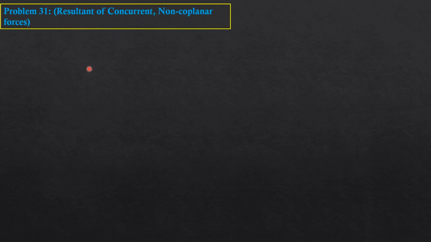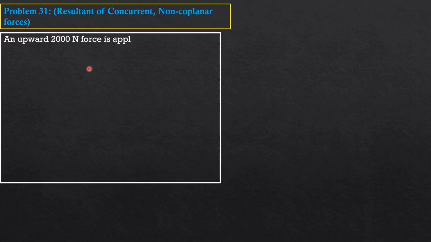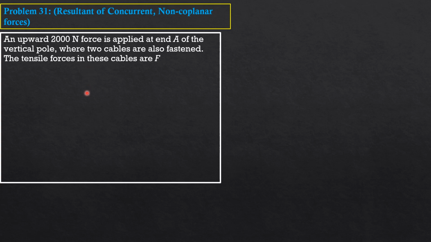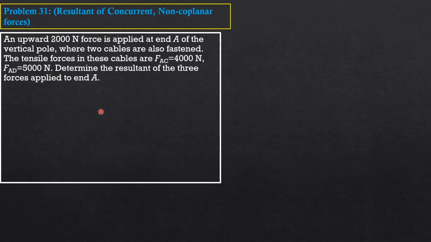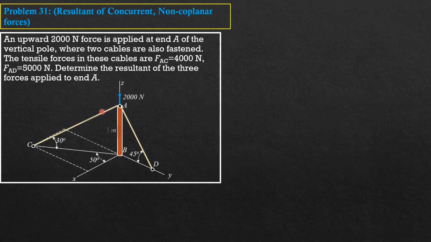Here is example 31 on finding the resultant of concurrent non-coplanar forces. An upward 2000 Newton force is applied at end A of the vertical pole, where two cables are also fastened. The tensile forces in these cables are FAC 4000 newtons and FAD 5000 newtons. So determine the resultant of the three forces applied to end A. So let's express each force in vector expression, then we also express the resultant in vector form.